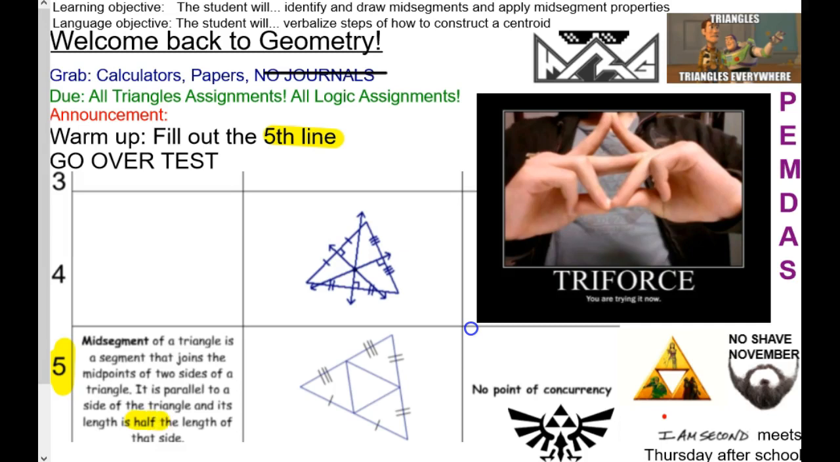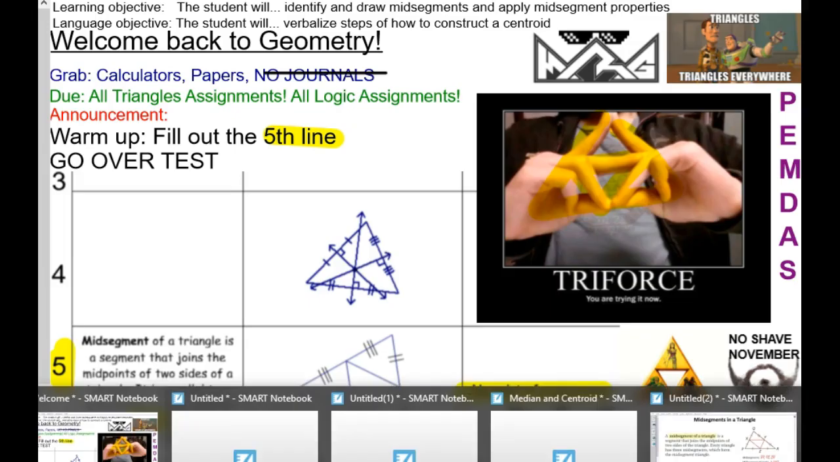And over here, no point of concurrency. This is not a center, but it uses midpoints to make an inner triangle called a mid-segment triangle.